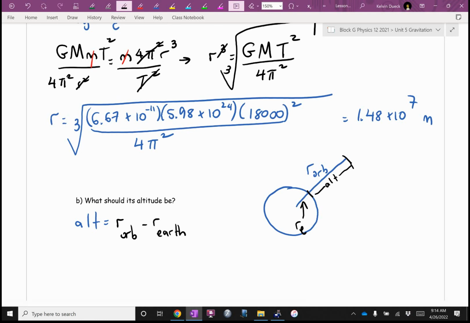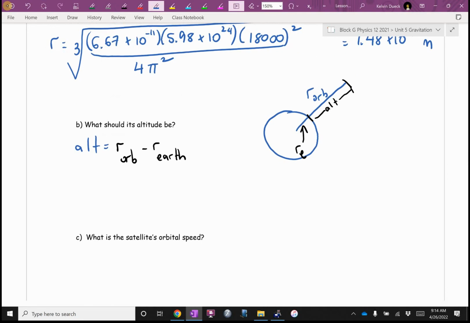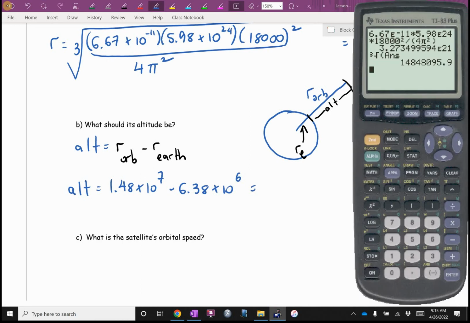I didn't put it on your yellow sheet because I think it's reasonable for me to ask you to figure that one out. So in our case here, altitude is going to be, I'm going to write 1.48 times 10 to the 7th, but you know I'm using my answer button, minus 6.38 times 10 to the 6th. I get 8.47 times 10 to the 6th.